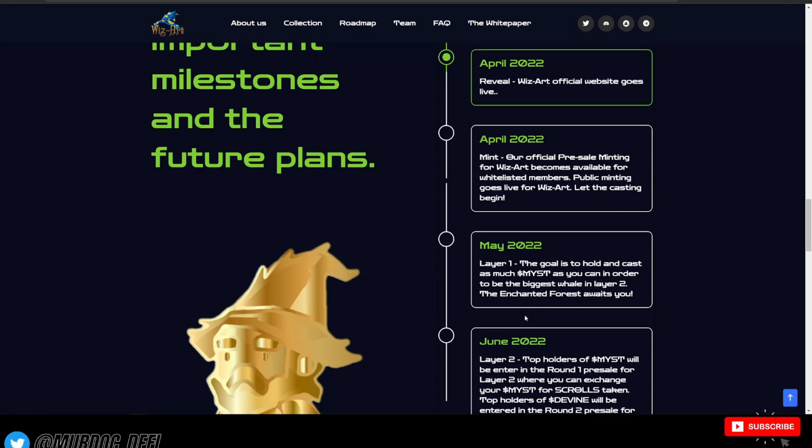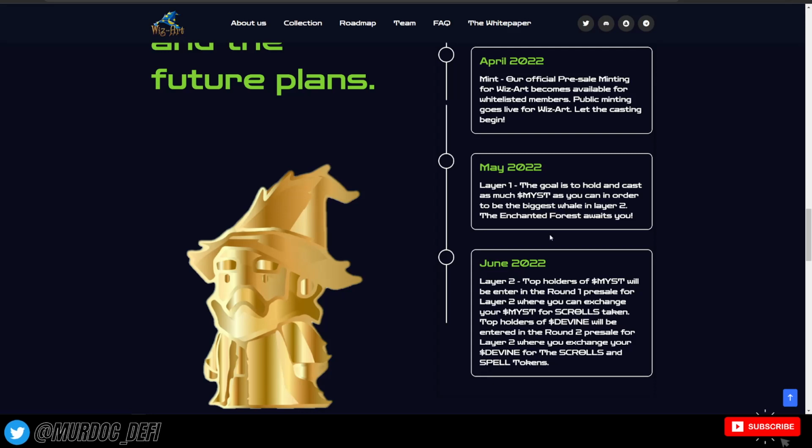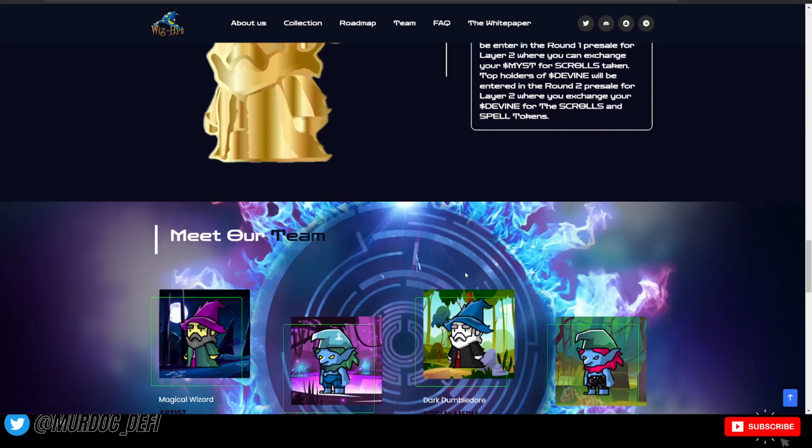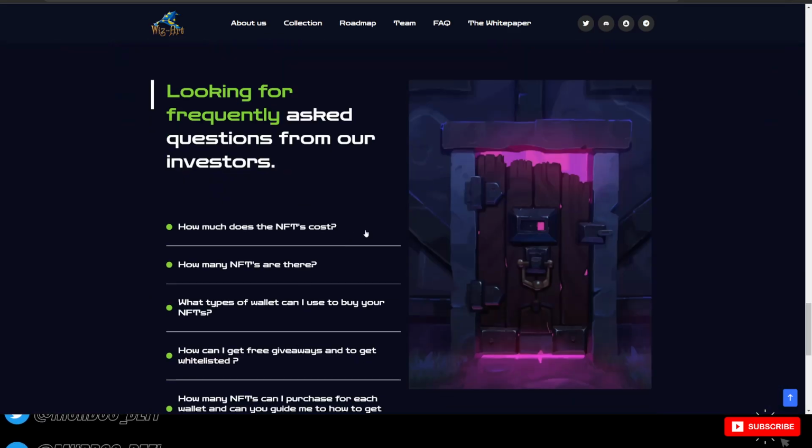The Enchanted Forest awaits you. So they already have layers, after the additional one plan. Layer two: top holders of Mist will be entered into the round one presale for layer two, where you can exchange your Mist for Scrolls tokens. Top holders of Divine will be entered in the round two presale for layer two, where you exchange your Divine for the Scrolls and Spell tokens. So that is a little bit of insight into the second layer.